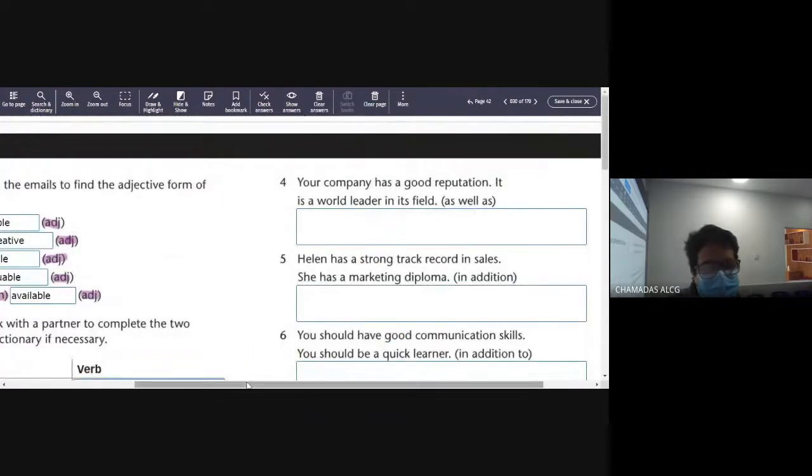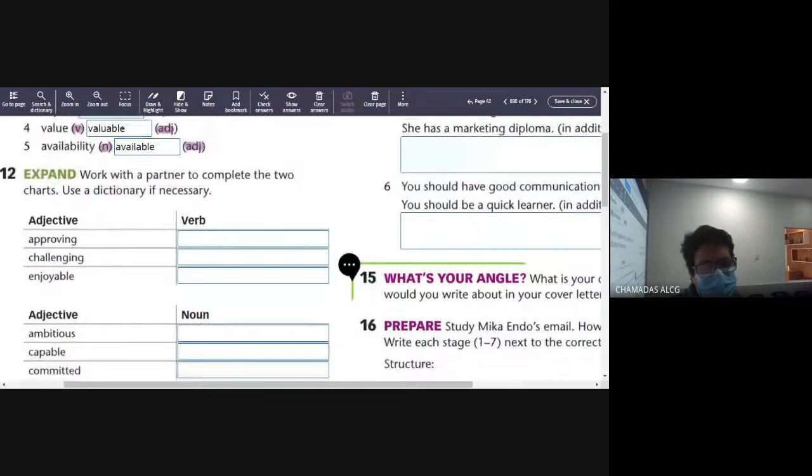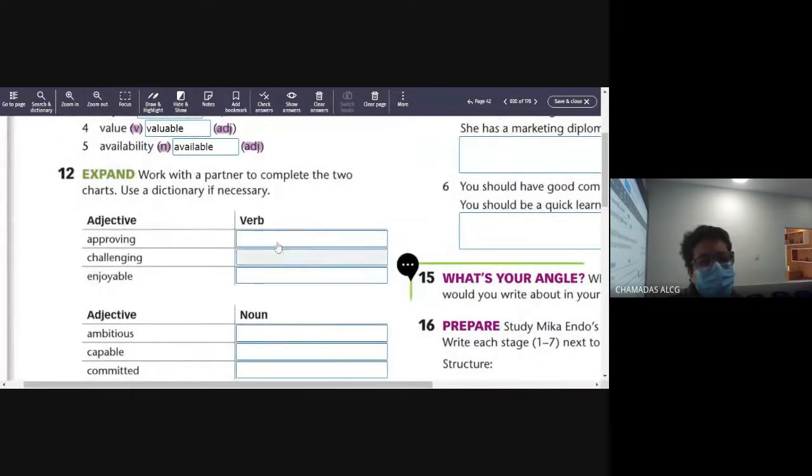So here, let's say, adjective to a verb, I have to remove the suffix, okay? So approving becomes approve. Approve, not approach. So to approve. Do you understand the meaning of approve? Yes, just say, okay, pass. Okay, all right?